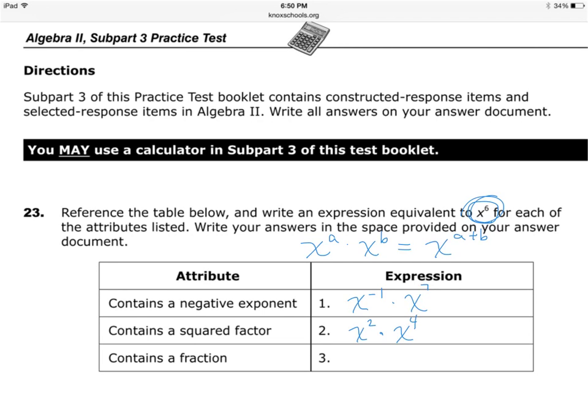And number 3, they want me to write something that contains a fraction. So one thing that I could do is write 1 over x times x to the 7th power. So I'm using that quotient property. So one of those x's is going to cancel out, and that expression is going to be equivalent to x to the 6th power. Now there's an infinite number of possibilities for answers that you could come up with here, but that's just one simple answer.